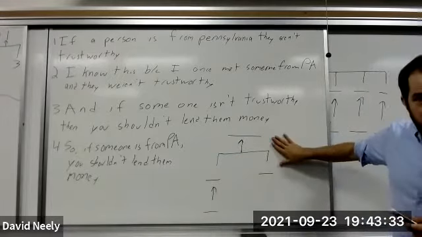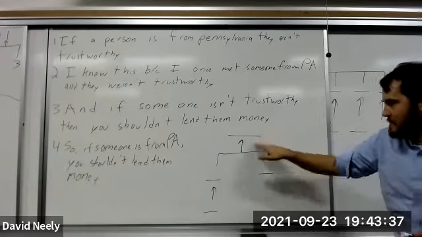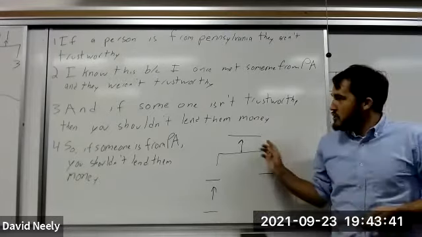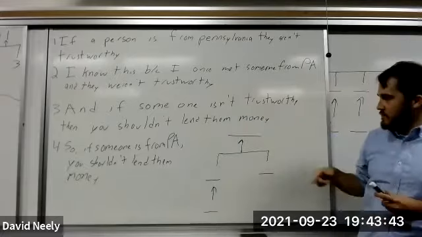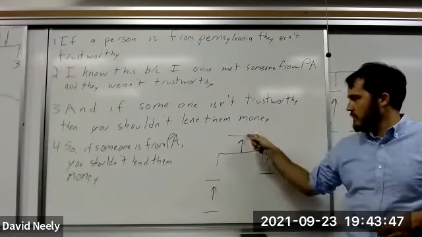So here's our structure for this one. Can everyone see? We've got one statement, two statement, three statement, four statement. So before we look at the sentences themselves, what does this arrow mean? Just this arrow here.